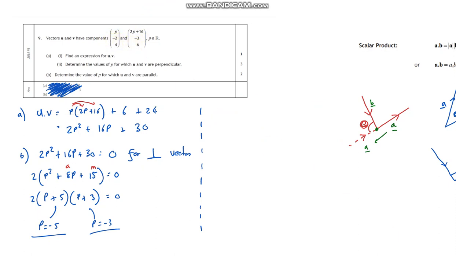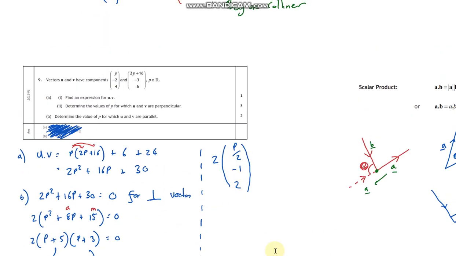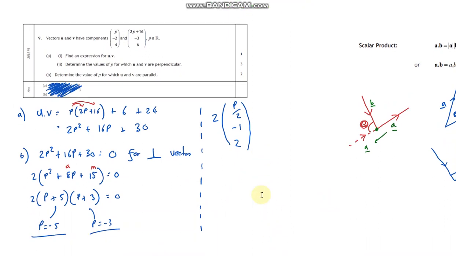So if we were to take a common factor out, I could actually take out a 2 from that vector. And that's going to give me p over 2, negative 1, and 2. So you're trying to take out the biggest number that you possibly can to get to the root of the vector. I'll draw it in a wee sec actually. We'll do the same on the other one. I'm going to take out 3, and that's going to be 2p plus 16 divided by 3, and negative 1 and 2. So you see we've now got the same base vector.